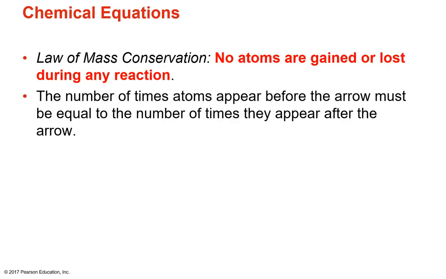So we have what's called the law of conservation, or law of mass conservation, which of course is untrue. Mass is not conserved, but the number of nuclei, that is the number of each type of atom, is conserved in a chemical reaction. So no atoms are gained or lost during any reaction is a true statement.